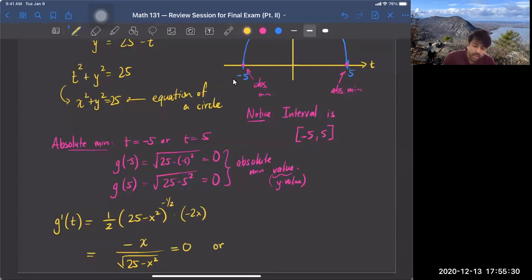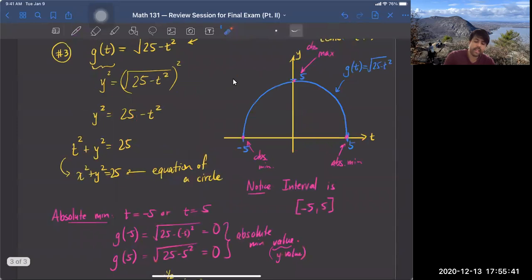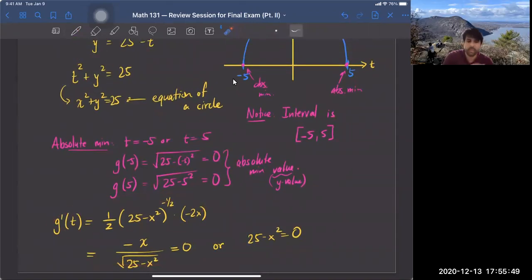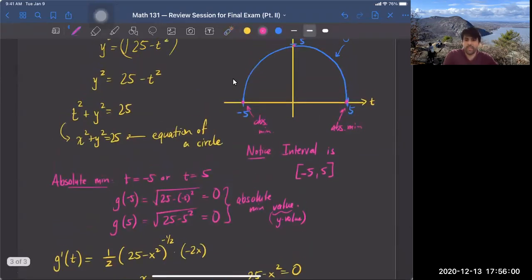Or I would say 25 minus x squared equals 0. What I just did here was the way to find the absolute max or min by sidestepping calculus. And this is the way we would normally do it if we went through the calc steps. We would find the first derivative, set it equal to 0, or find when my derivative is 0. And don't you see that I get exactly the values that I found originally?